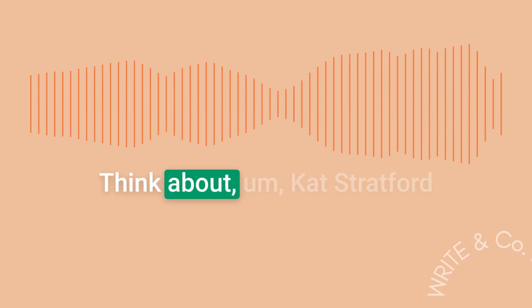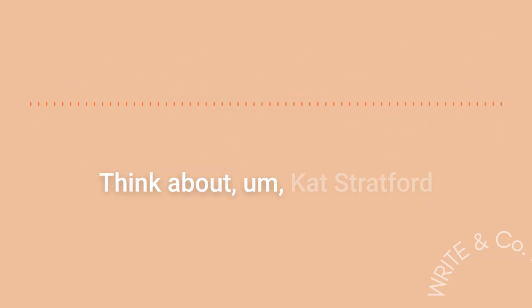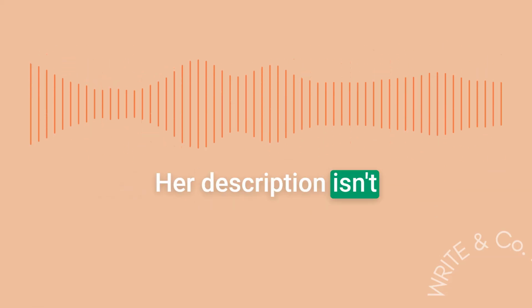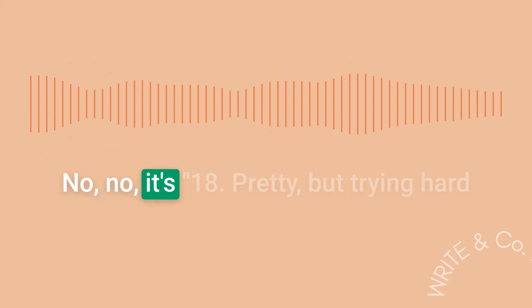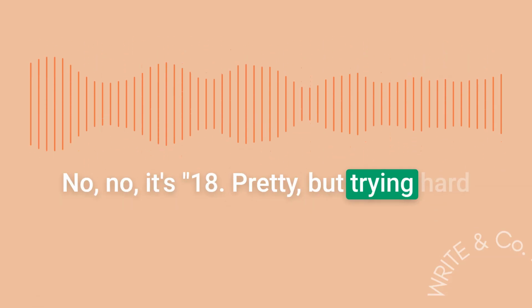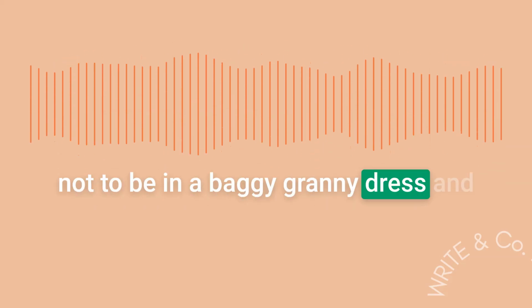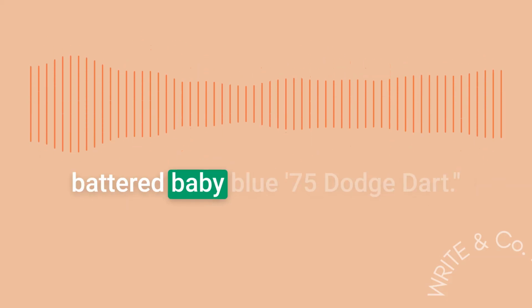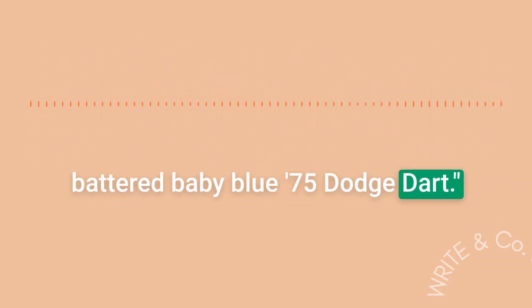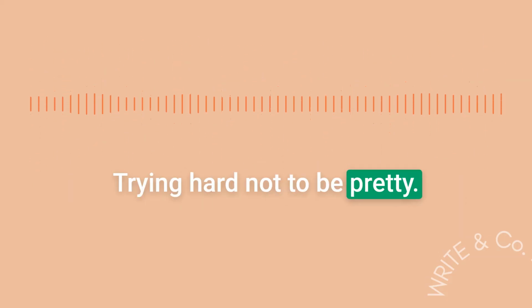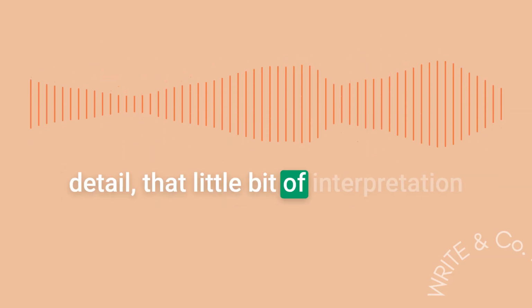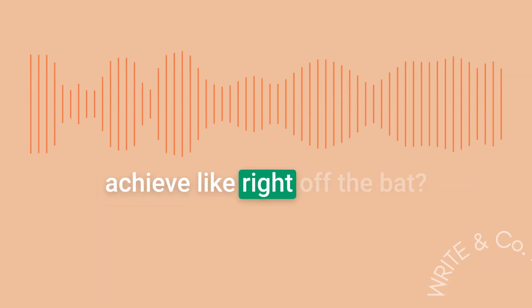Oh, absolutely. Think about Kat Stratford in 10 Things I Hate About You. Her description isn't just her age and looks. No, it's 18, pretty, but trying hard not to be, in a baggy granny dress and glasses, balancing a cup of coffee in a backpack as she climbs out of her battered baby blue '75 Dodge Dart. Trying hard not to be pretty? Okay, that's not just visual. What does adding that kind of detail, that little bit of interpretation, achieve right off the bat?